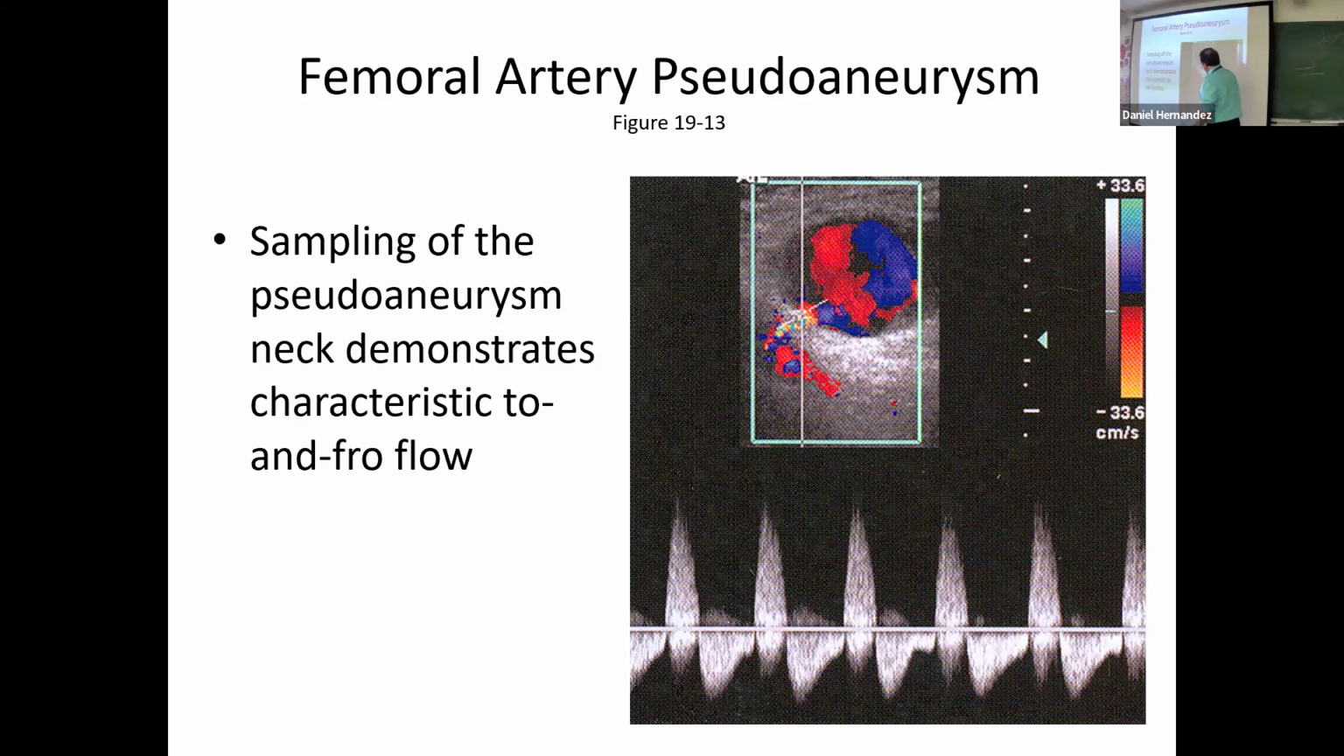When we Doppler the neck, we're going to get this bidirectional flow pattern, this to-and-fro flow pattern. During systole, we get a spike of blood coming in, and then during diastole, it exits back out. So we'll see back and forth when we Doppler that neck. This is one of the critical Doppler tracings you have to get when you want to make the diagnosis of pseudoaneurysm.